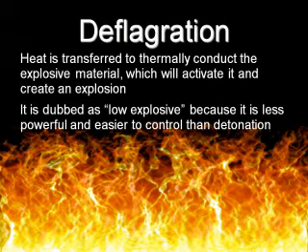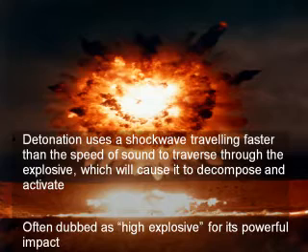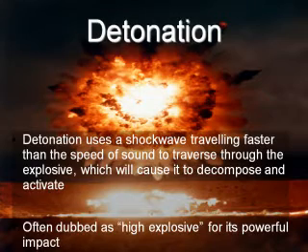Explosives can be classified by the way they detonate, which is either by deflagration or detonation. For deflagration, heat is transferred to thermally conduct the explosive material, which will activate it and create an explosion. It is called a low explosive because its impact is less powerful than detonation. Detonation uses a shockwave traveling faster than the speed of sound to traverse through the explosive, which will cause it to decompose and activate. Since detonation is capable of creating a very powerful explosion, it is called a high explosive.